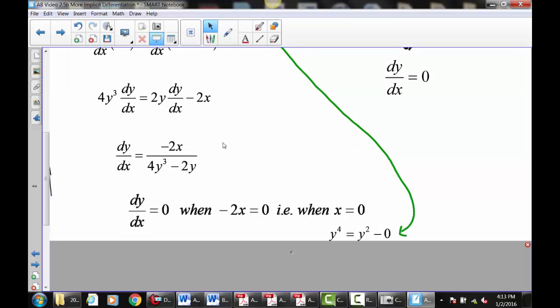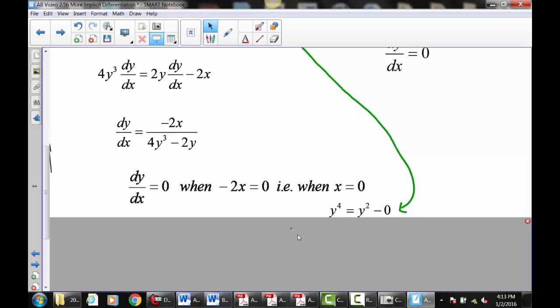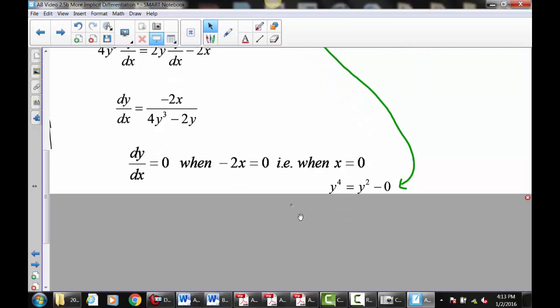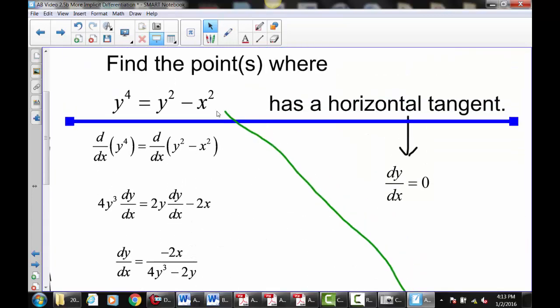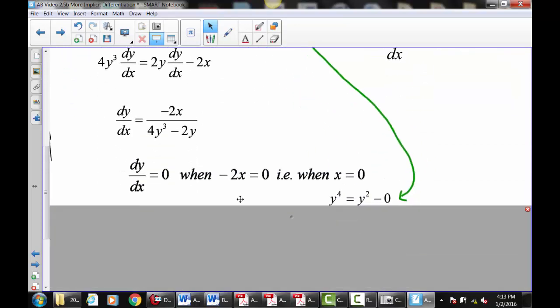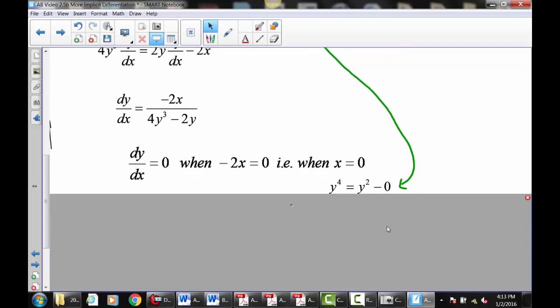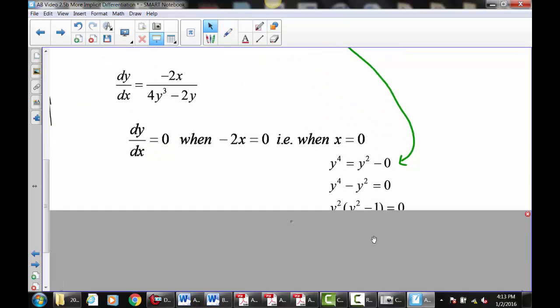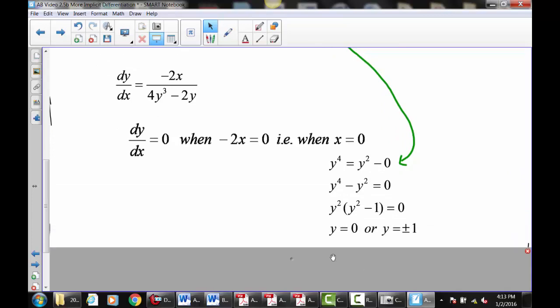Now a fraction is only equal to 0 when the numerator is 0, and that numerator is 0 when x equals 0. Now, you have to check and make sure that the denominator is also not 0 at that time. But before we go any further, let's take our expression y to the fourth equals y squared minus x squared. We now know that our slope will be 0 when x is 0. So I replace the x by 0 in that expression. I then can solve that equation, and I find out it happens at y equals 0 or plus or minus 1.